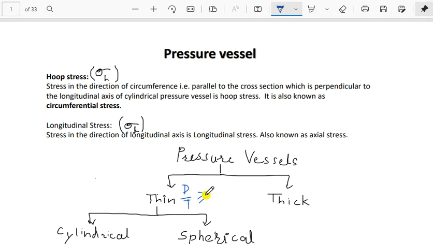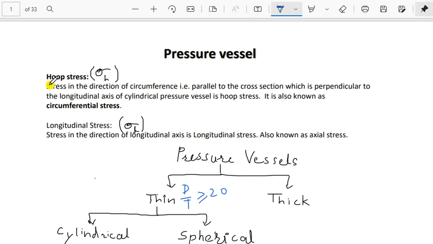Let us say if the diameter by thickness ratio is greater than 20, then we will call it thin. And if the diameter to thickness ratio is less than 20, then we will call it thick. In the thin case, the diameter is very large compared to thickness, so the ratio is larger, that is greater than or equal to 20. Again, a thin pressure vessel is divided into cylindrical and spherical shapes. A thick pressure vessel is not in our syllabus, so we will discuss only thin pressure vessels.